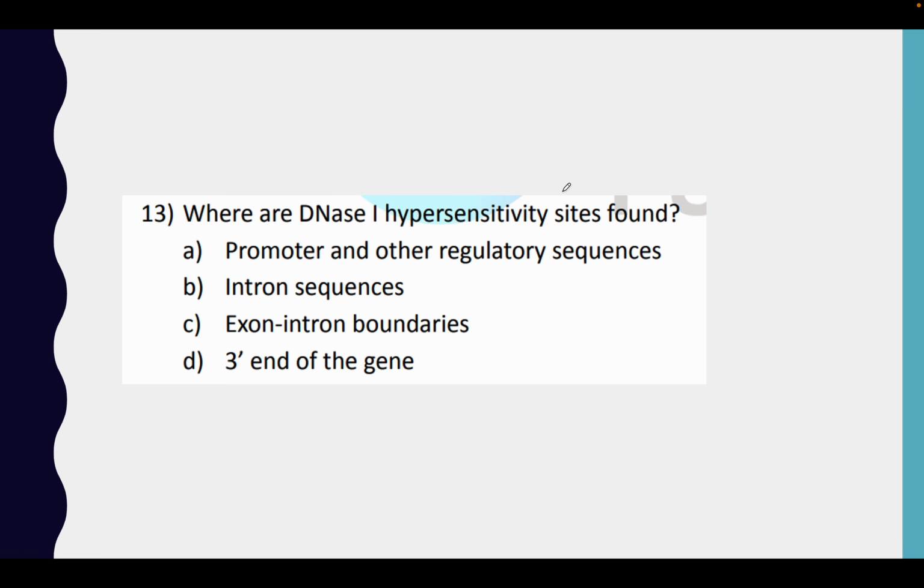DNase 1 हाइपर सेंसिटिविटी साइट्स होती हैं जो हमारी क्रोमेटिन में प्रेजेंट होती हैं, that are sensitive to cleavage by DNase 1. Okay. In this specific region of genome, chromatin has lost its condensed structure, exposing the DNA and making it accessible. अभी हमने पीछे पढ़ा था that euchromatin is highly sensitive to DNase 1 as it is loosely packed and open and makes access of DNA to DNase 1.